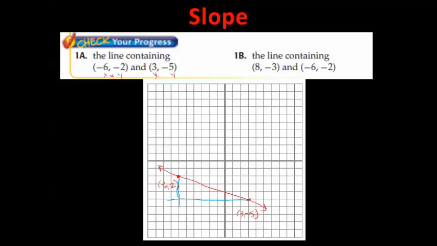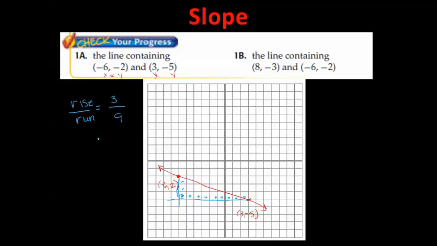Just like that. But there's my triangle. And remember, I have to do rise over run. So my rise is going to be 1, 2, 3. My run is going to be 1, 2, 3, 4, 5, 6, 7, 8, 9.